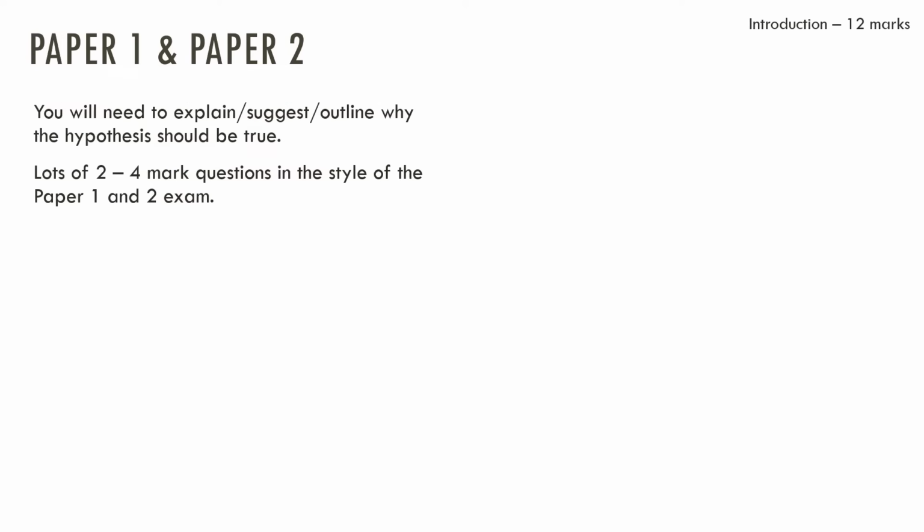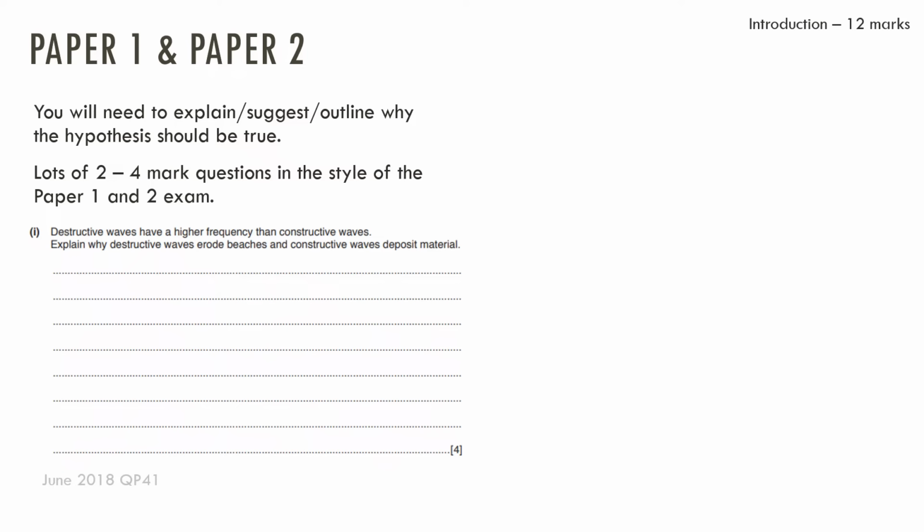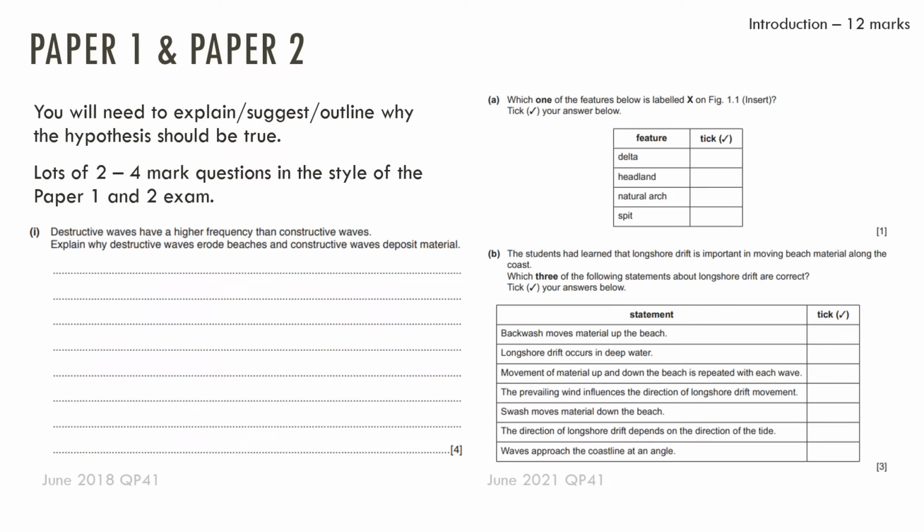So let's look at some types of questions. Now remember, these tend to be anywhere between 2 and 4 mark style questions. Here's one from a coast investigation. Explain why destructive waves erode beaches and constructive waves deposit material. And here's another one. Which of the following features below is labelled X on figure 1? So there might be a figure, so there might be an insert. So you have to identify the feature, and then tick which 3 of the following statements about longshore drift are correct.